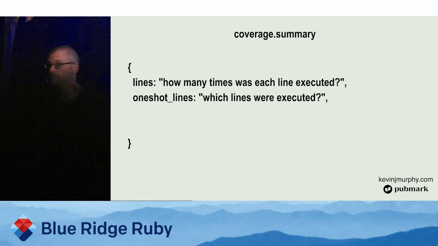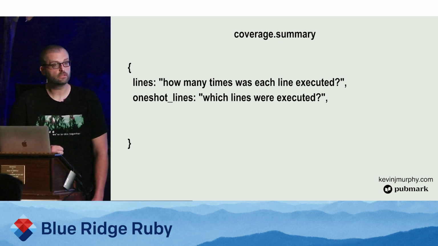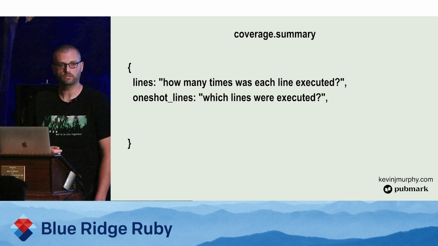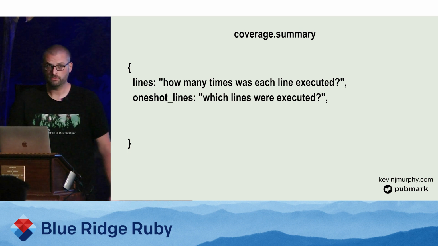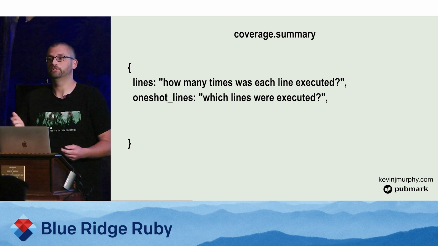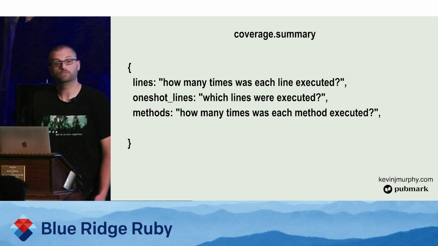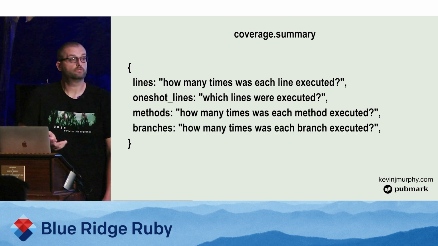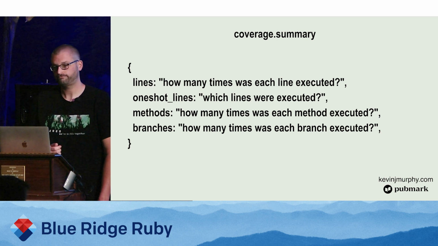The benefit here is that one-shot lines is a bit more performant than lines mode, because it doesn't need to keep track of a count of how many times, it just needs to know that it was run. If you don't want to mess with line numbers at all, but you want to know if a particular method was executed or how many times, you can use methods mode. And lastly, we just talked about branches coverage to tell us how many times each branch of code is executed.